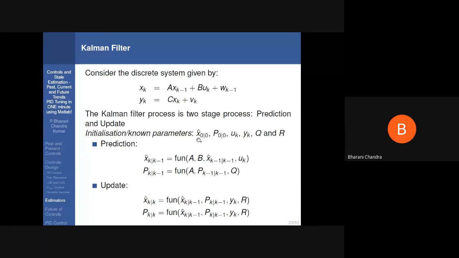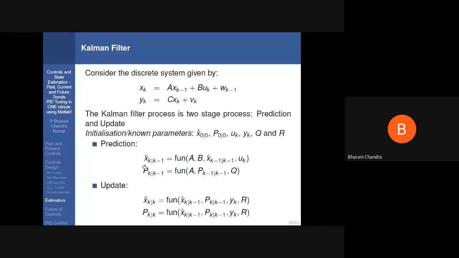So some of the things required to initialize the Kalman filter are the initial state, initial covariance, control input, the output from the sensors, and Q and R. Q and R are the noise covariance matrices. Q is the covariance matrix for this WK, and this R is the covariance matrix for this VK. More specifically, as far as the Kalman filter is concerned, we assume that this random noise is of Gaussian nature.